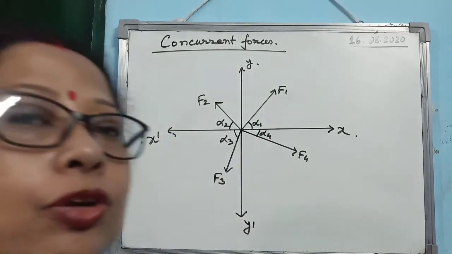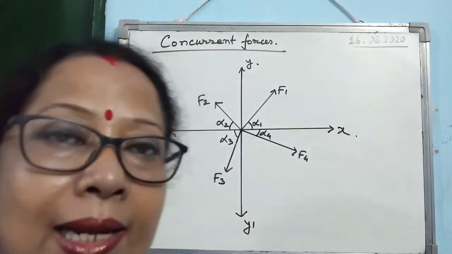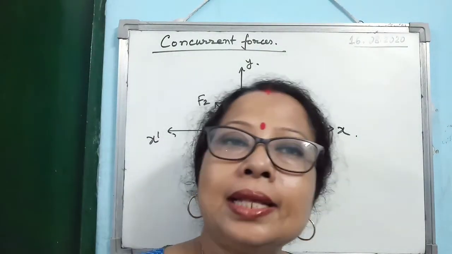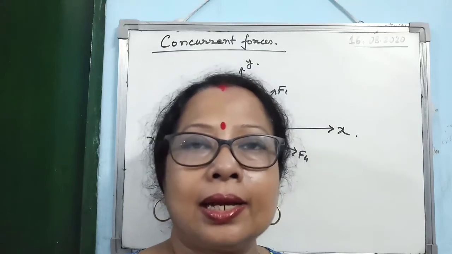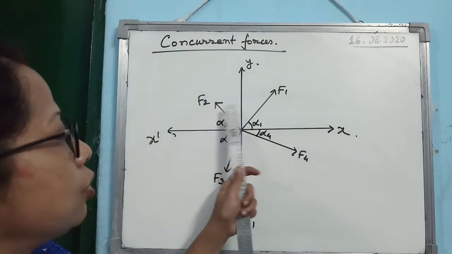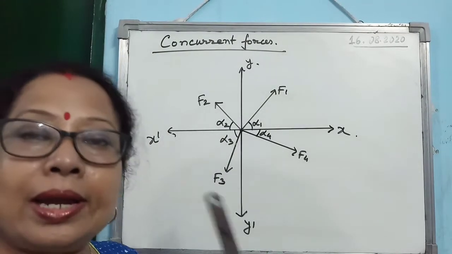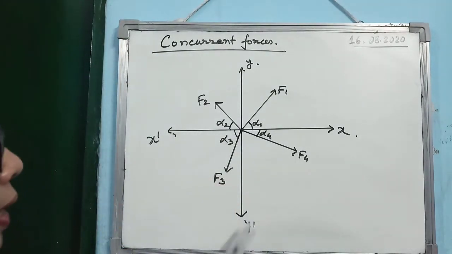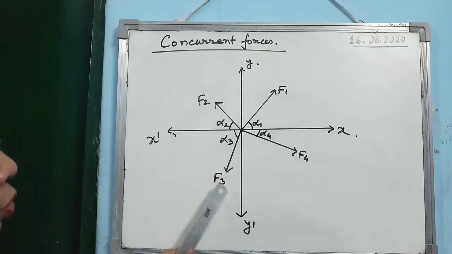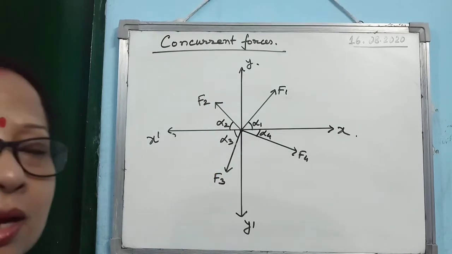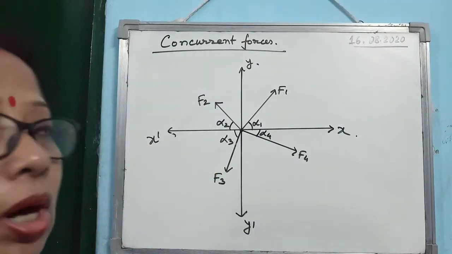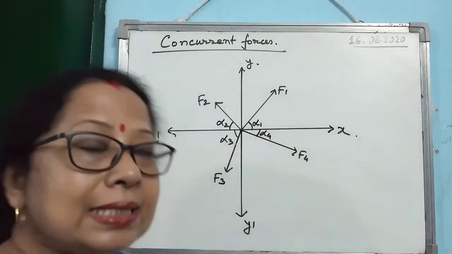Now you want to find out the resultant. Then you know that if you apply the parallelogram law or the triangle law, then two forces you have to add, F1, F2 you will add, and then again you will find out the resultant. Again you have to find the resultant of F1, F2 and F3. Means it is a very complicated process. So how you can make it easy?